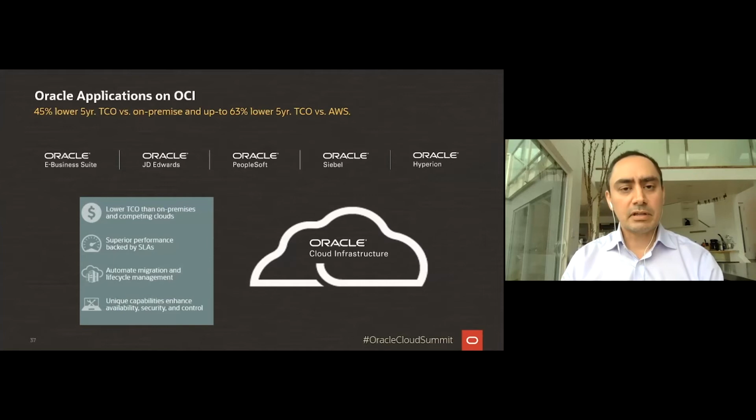In terms of Oracle applications, we have done a significant amount of work to certify the majority of our applications from eBusiness Suite, JD Edwards, PeopleSoft, Siebel, and additional industry apps on Oracle Cloud Infrastructure. So these applications, you can rest assured, run seamlessly on top of our Oracle Cloud Infrastructure. And in terms of the value to you, because they're certified, we're able to deliver 45% lower total cost of ownership compared to on-premises. And if you're thinking about moving these applications to another cloud, we deliver 63% lower total cost of ownership compared to AWS.